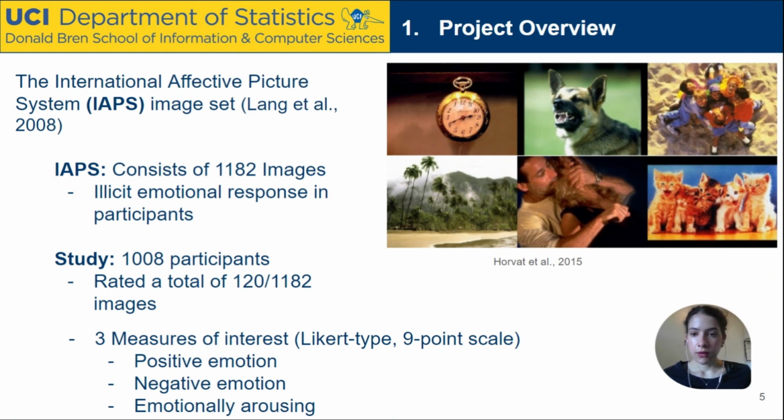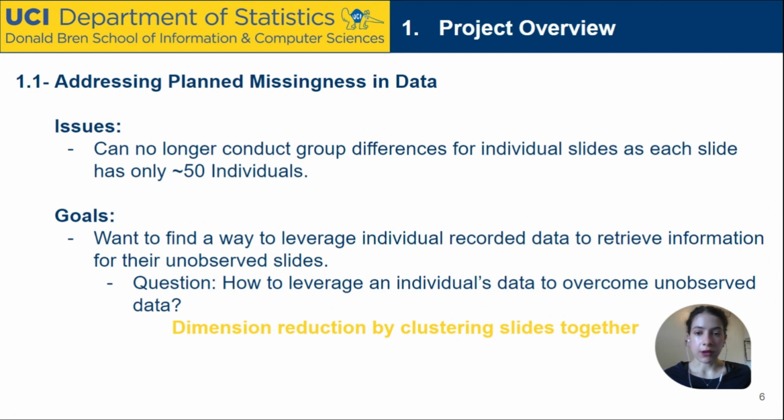Okay. Due to the large portion of missingness, 90% was missing, each individual again only received 10% of the collection. It would be really difficult to conduct group differences for each individual slide, as each slide had only about 50 individuals, so there was really low power, which made it difficult for our collaborators to detect true effects or differences between groups. So our goal was to find a way to leverage the individual recorded data in order to make inference on the unobserved data. And so we decided that we needed to collapse the data and perform dimension reduction by clustering the slides together.